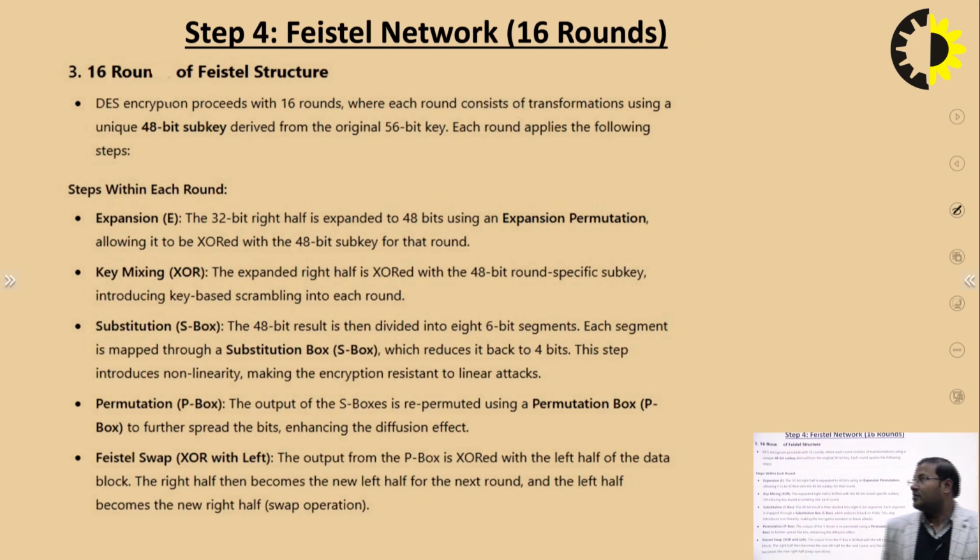Step 4, Feistel network. This is the 16 rounds of Feistel structure. DES encryption proceeds with 16 rounds, where each round consists of a transformation using a 48-bit sub-key derived from the original 56-bit key. Each round applies the following steps: expansion, key mixing (XOR), substitution (S-box), permutation (P-box), and Feistel swap (XOR with left). So, these are the steps within each round.